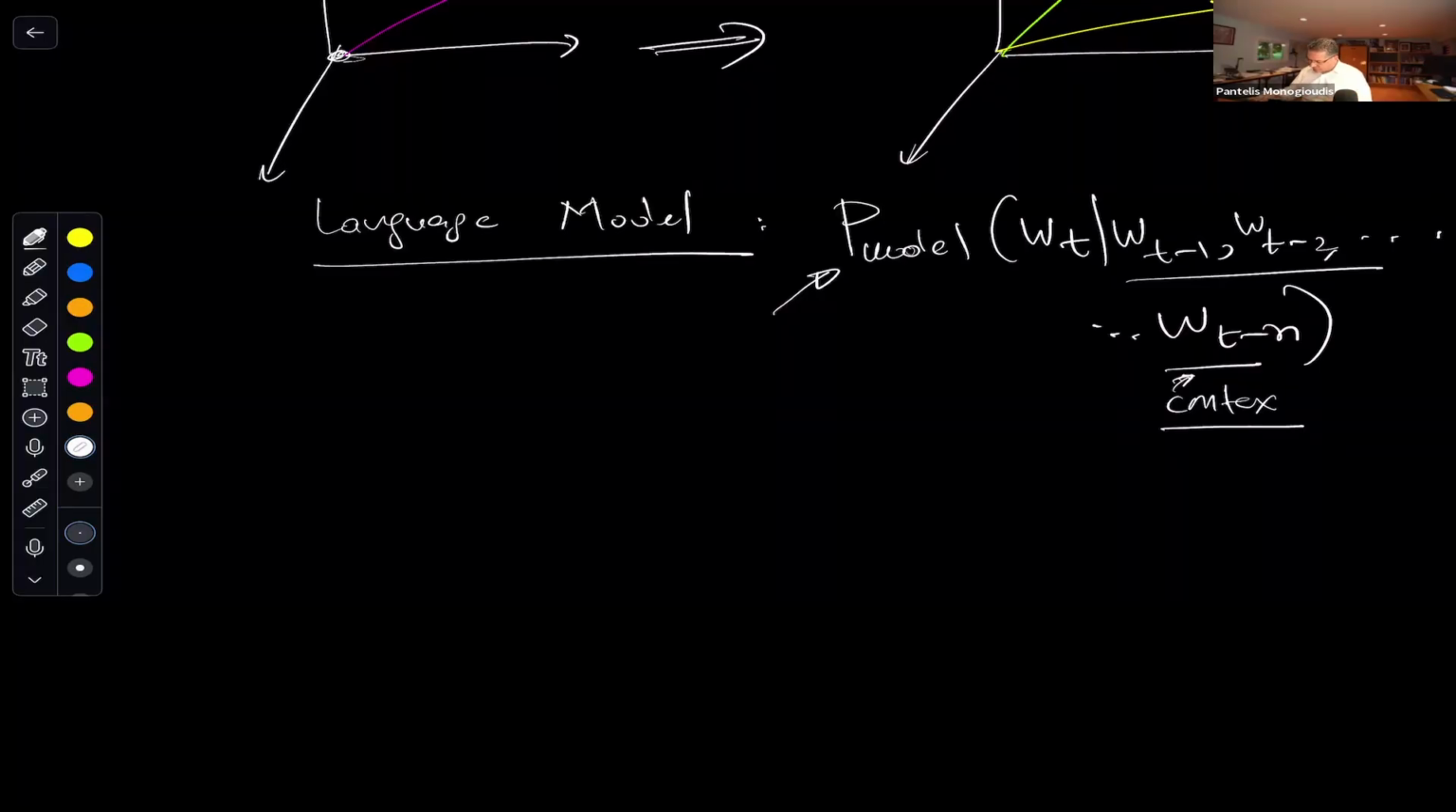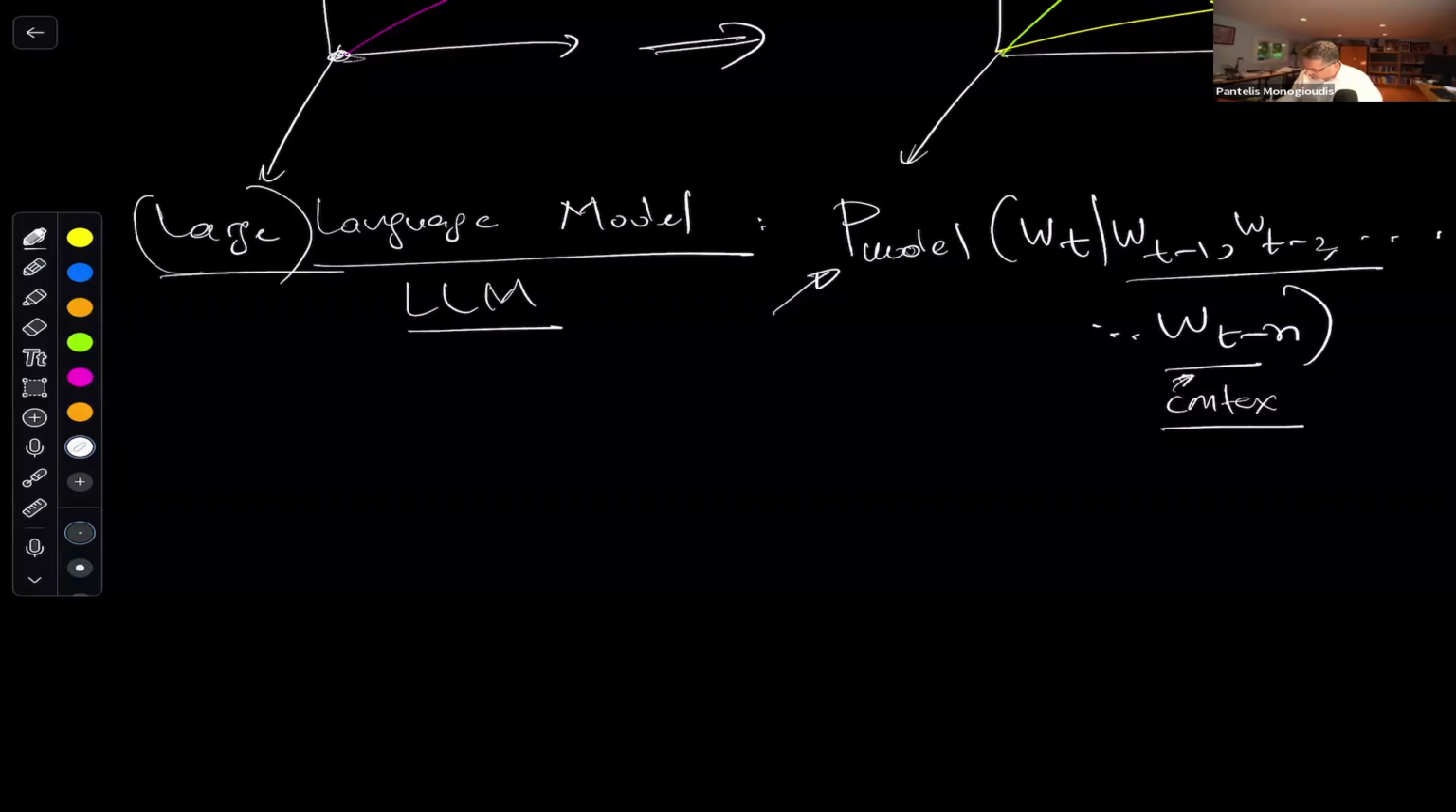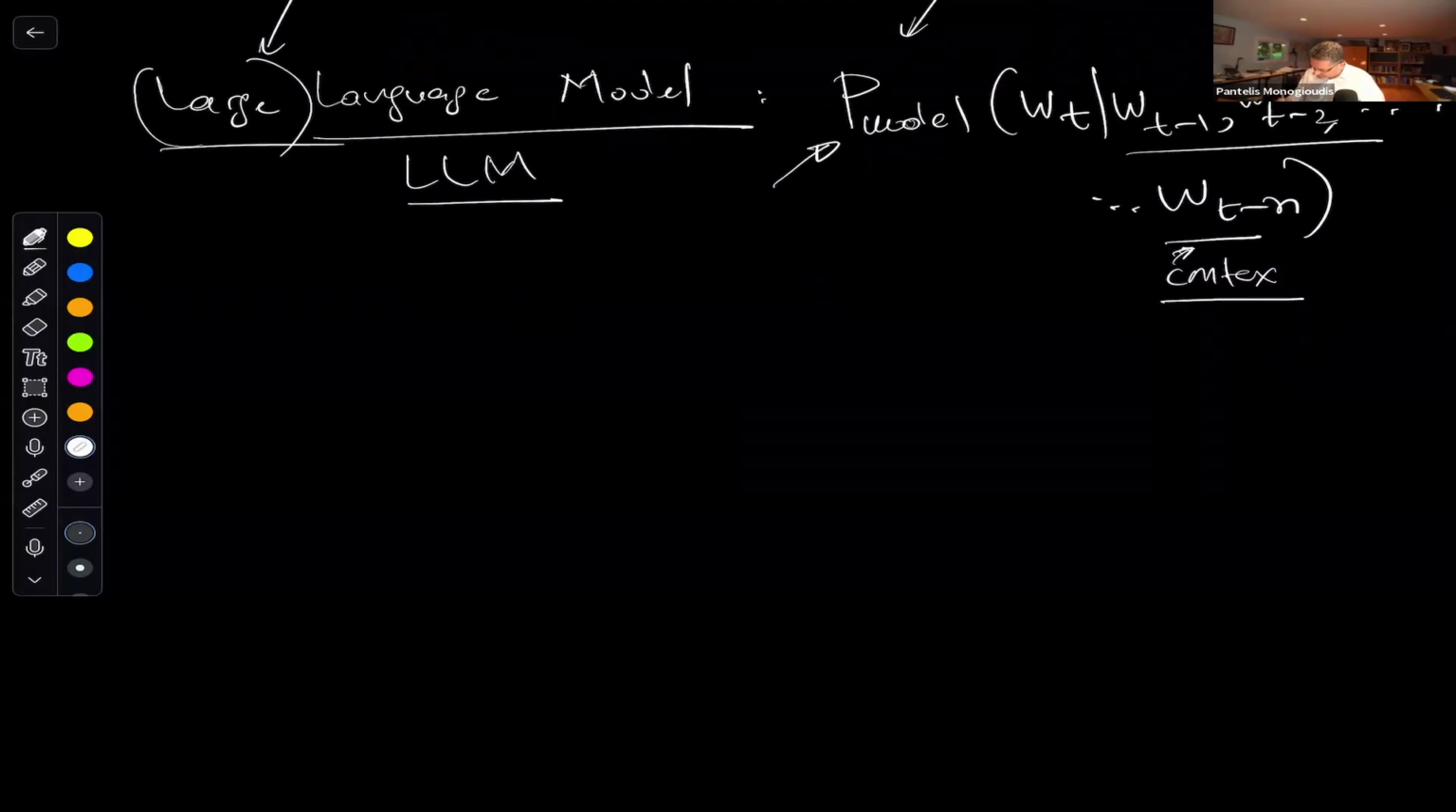And in terms of topology, this language model, which actually could be quite large, that's why I call it large language models these days, or LLMs, are sitting at the bottom of this pyramid, if I may call it, or stack. So this is the so-called prediction problem.